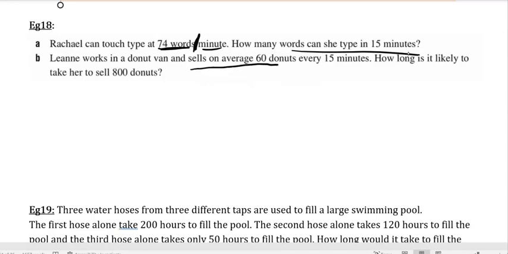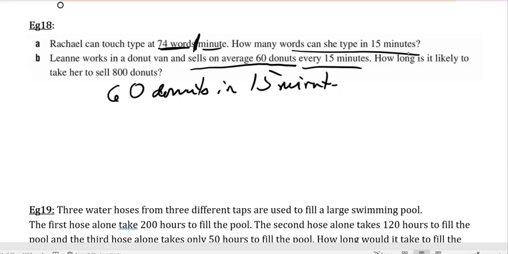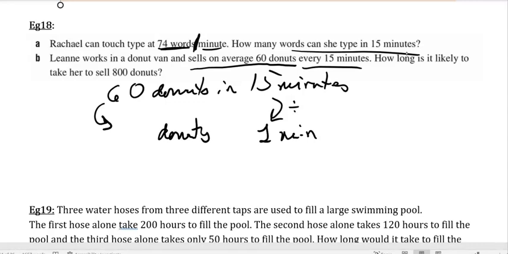And she sells on average 60 donuts every 15 minutes. So she'll sell 60 donuts in 15 minutes. The first thing we want to figure out is how many will she sell in 1 minute. That's the first step. And so how do we get to how many donuts that is in 1 minute? The same way that we got from 15 to 1, we divide by 15, and that one I can do is 4 donuts.